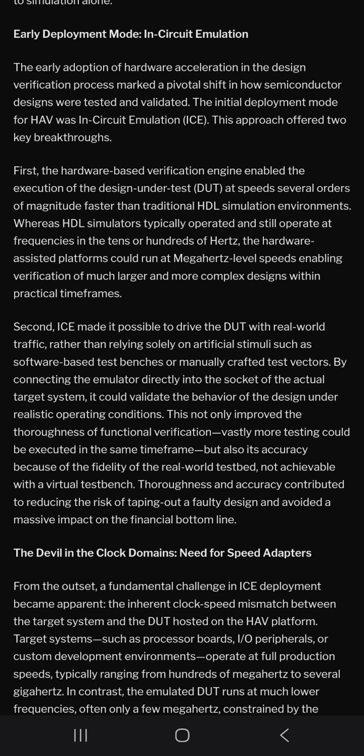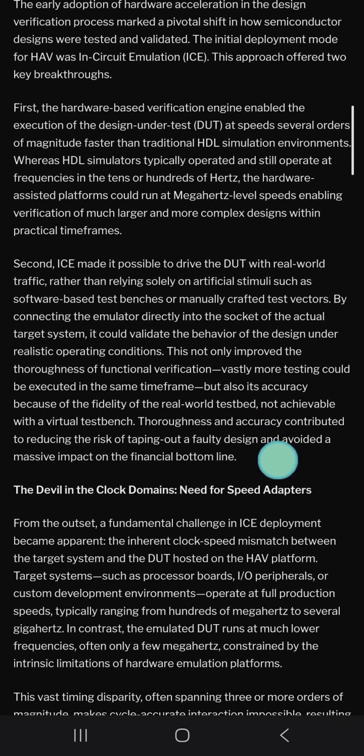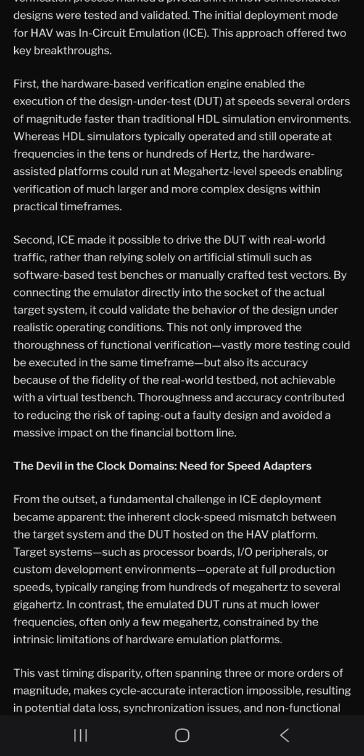This not only improved the thoroughness of functional verification, as vastly more testing could be executed in the same time frame, but also its accuracy, because of the fidelity of the real-world test bed not achievable with a virtual test bench. Thoroughness and accuracy contribute to reducing the risk of taping out a faulty design and avoided a massive impact on the financial bottom line.